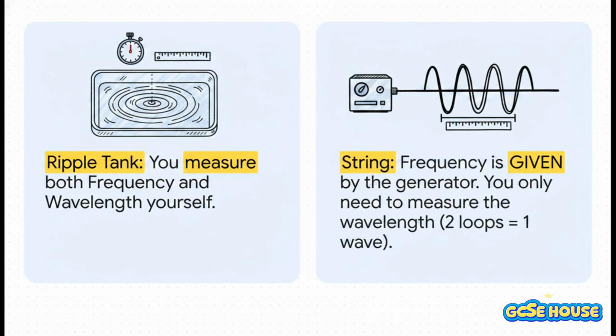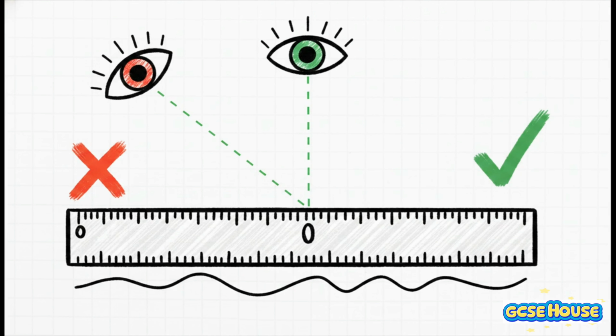Now, the string method is actually a bit quicker. See, the signal generator just tells you the frequency, so there's no counting needed. All you have to do is measure the wavelength. And the key thing to remember here is that 2 of those loops you see is equal to 1 full wavelength. And yup, just like with the spring, our old friend parallax error is back. When you're measuring the wavelength with a ruler, you have to be looking straight down at it, from directly above.